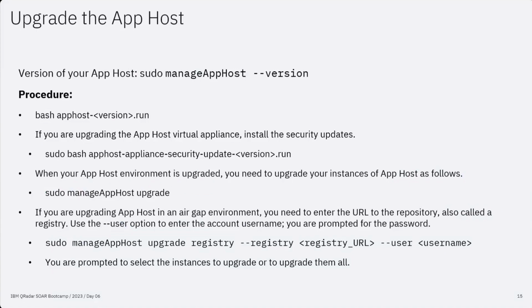Then you can download the respective packages, as I mentioned in the previous slide, and run the command bash apphost-version.run. If you're upgrading the App Host virtual appliance, you need to install the security updates. For that, you need the command sudo bash apphost-appliance-security-update-hyphen-the-respective-version followed by .run.